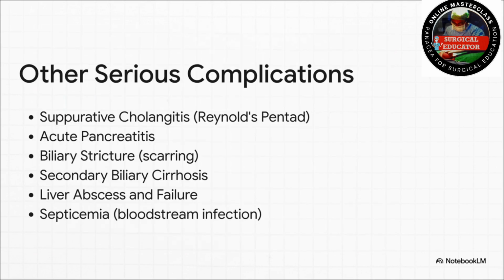And if cholangitis isn't treated, it can quickly spiral into suppurative cholangitis, which adds shock and confusion to the mix. That's Reynolds pentad. Other huge risks include acute pancreatitis, permanent scarring of the bile duct, and even liver failure and sepsis. This is exactly why we have to act decisively.